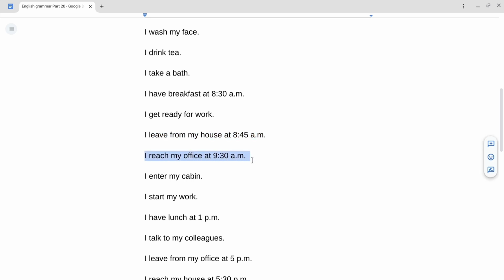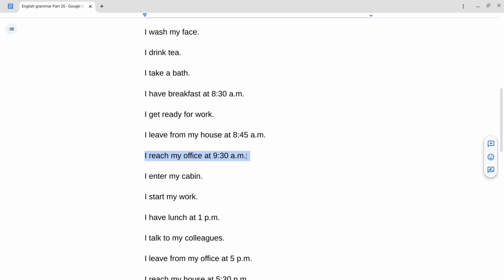Next one is I reach my office at 9:30 a.m. So if somebody asks you, when do you reach your office usually? When do you usually reach here? I reach my office at 9:30 a.m. Remember, I like to remind you that please imagine this in your situation, in your life situation. Okay, I reach my office at 9:30 a.m.